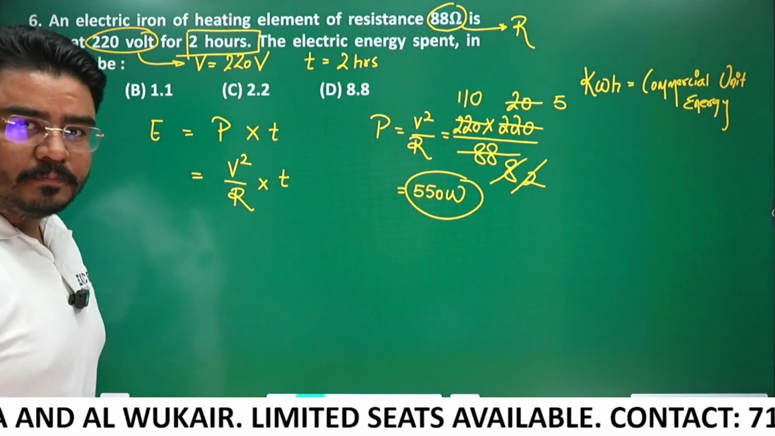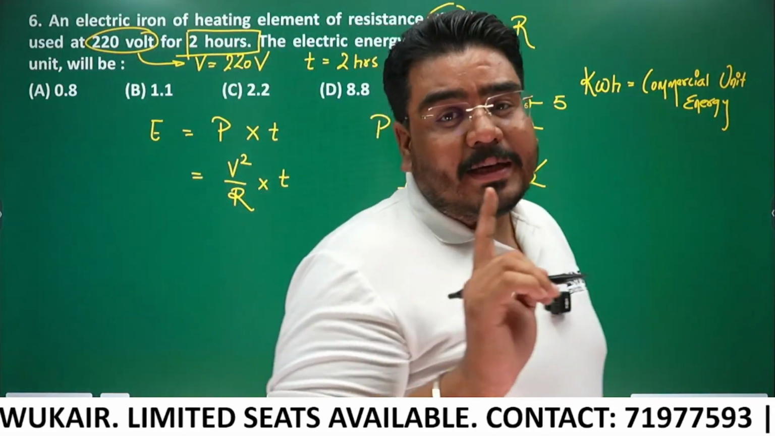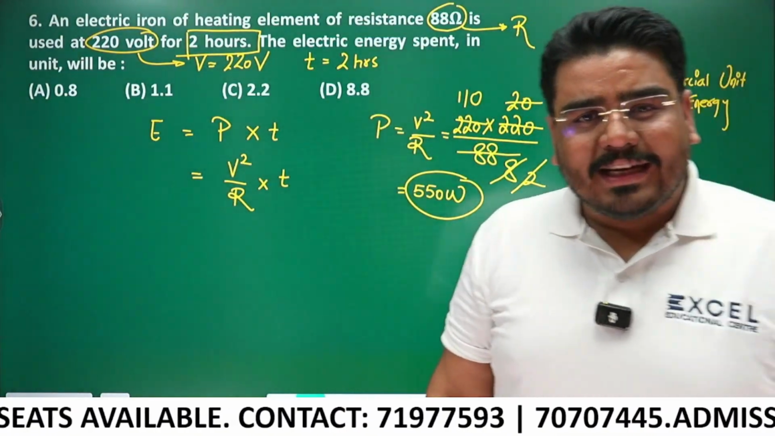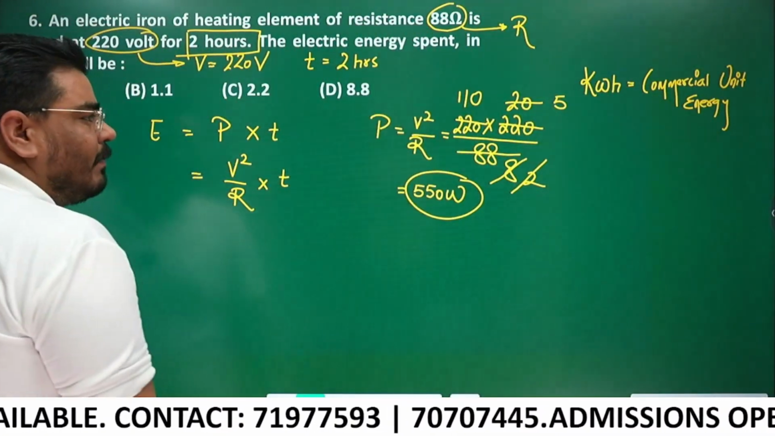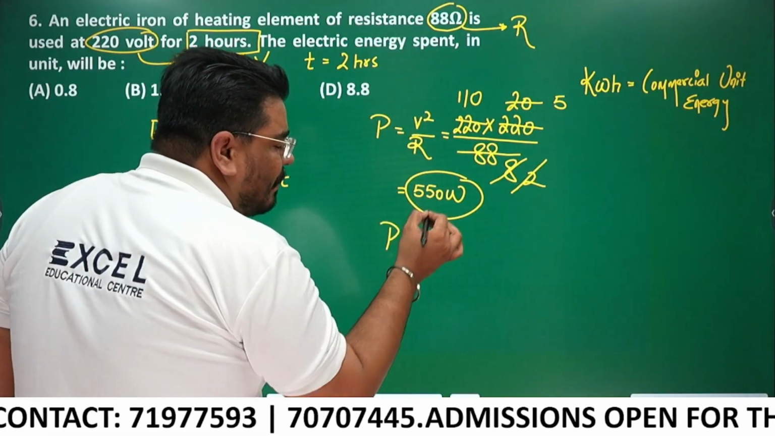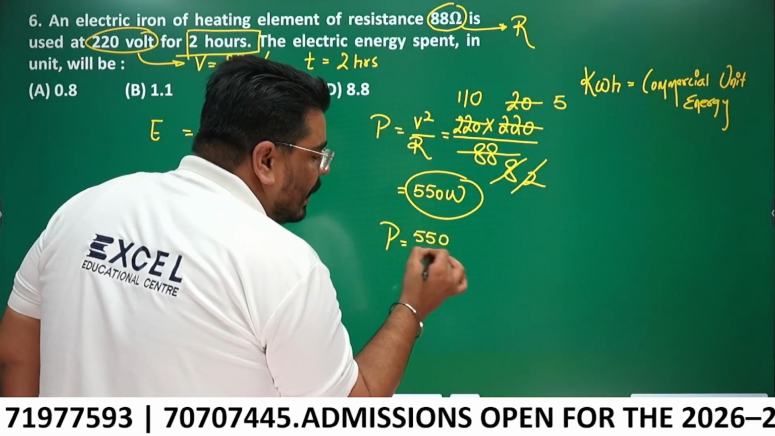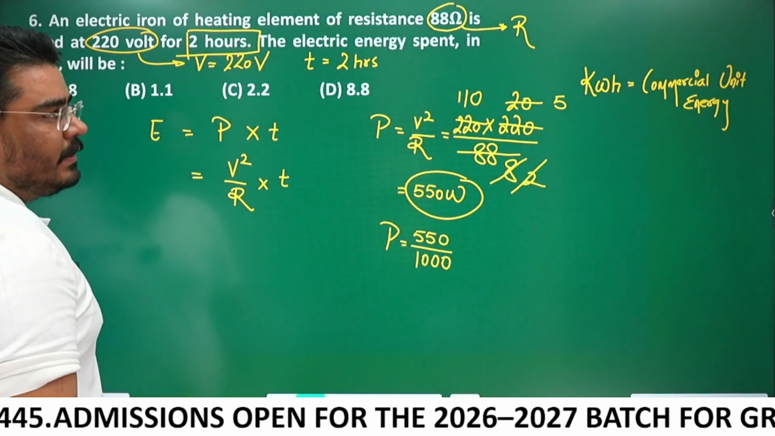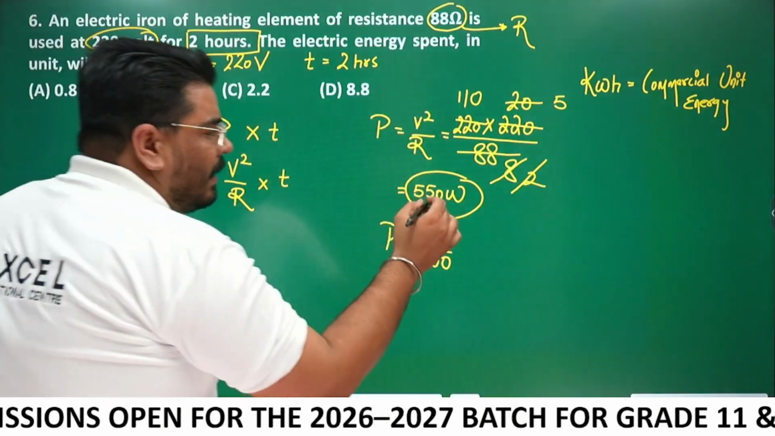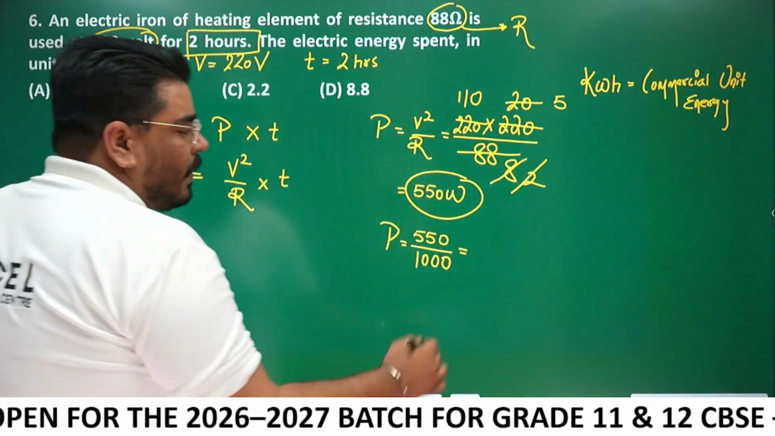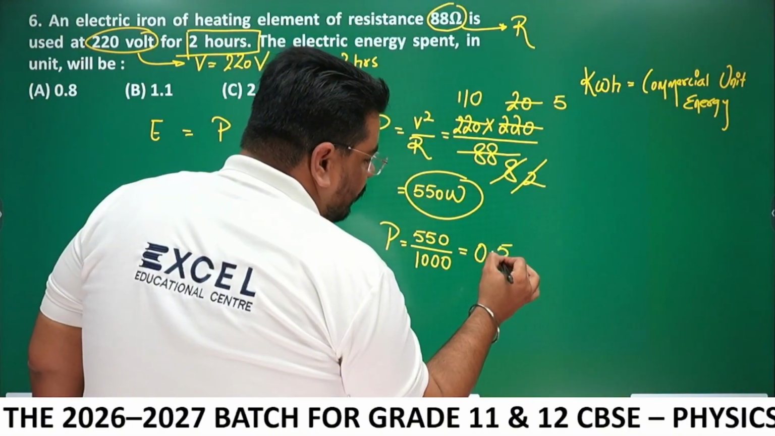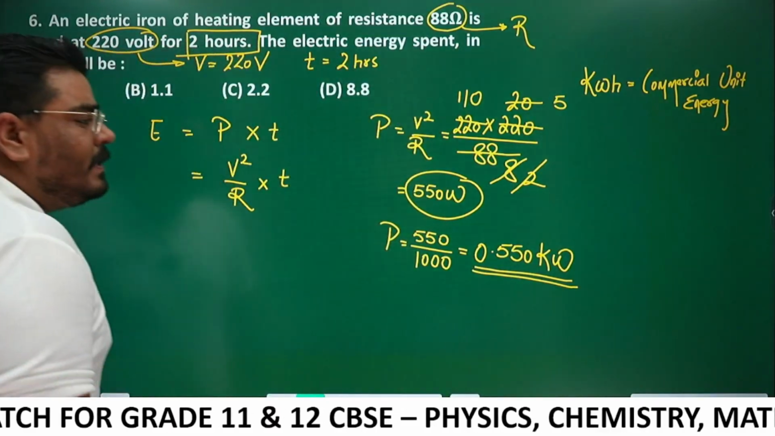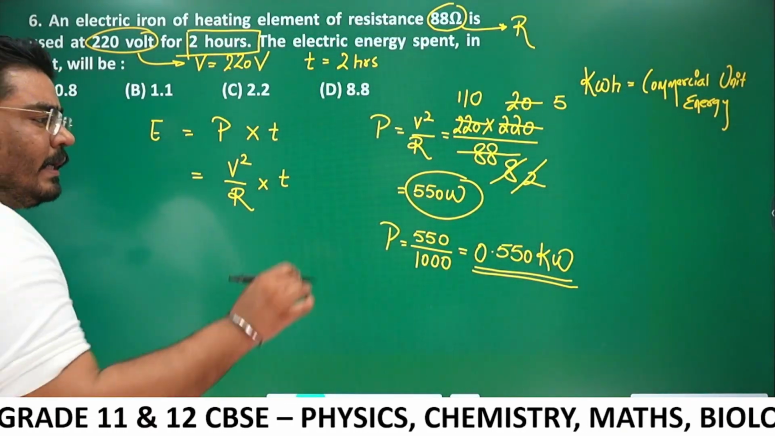550 watt. My dear students, always remember whenever you are talking about commercial units, convert it into kilowatt. Sir, is it difficult? Arey nahi. How? Sir, we can say the power is nothing but 550 divided by 1000. Right? So here we will get 0.550 kilowatt.